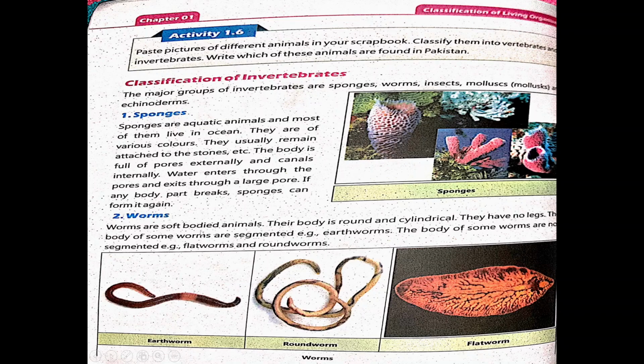Worms. Worms are soft-bodied animals. Their body is round and cylindrical. They have no legs. The body of some worms is segmented, for example, earthworms. The body of some worms is not segmented, for example, flatworms and roundworms.